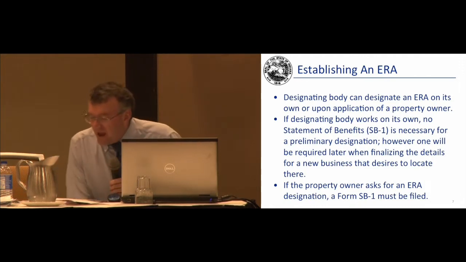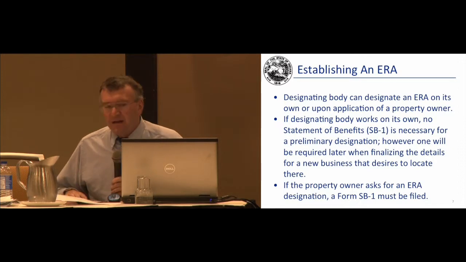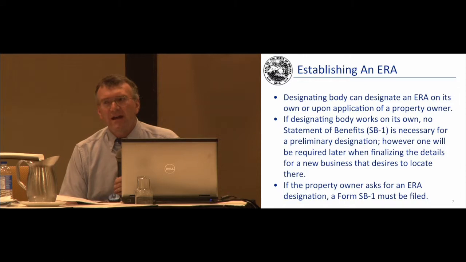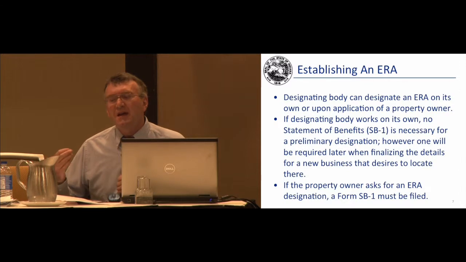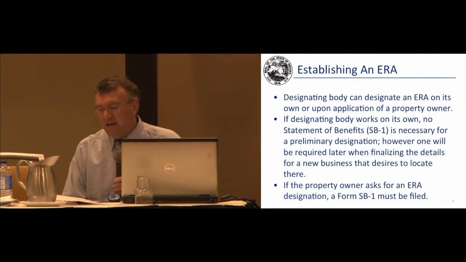So, slide 8 talks about establishing an ERA, and basically a designating body can establish an ERA without a single person wanting to build a business there. For example, they create an industrial park, they bought 20 acres, and they're going to declare it as an ERA before they've sold the first piece of ground off of that 20-acre industrial park that they've created. So that's one way of creating an ERA.